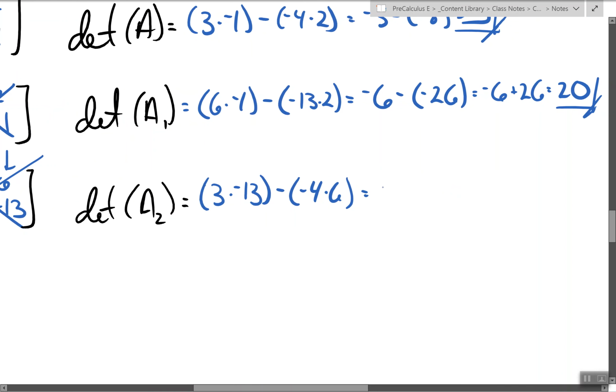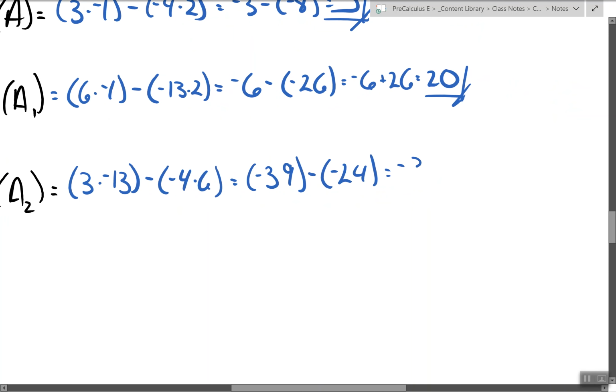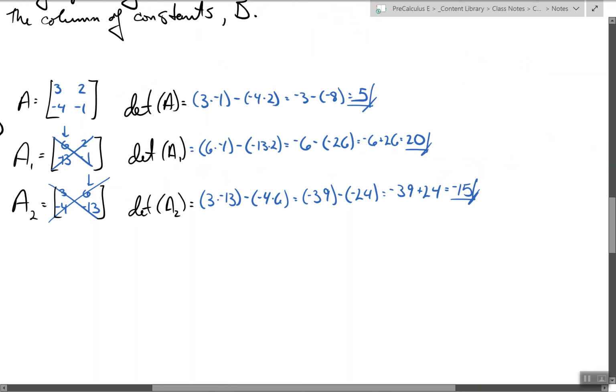3 times negative 13 is negative 39, minus 4 and 6 is negative 24. So we end up with negative 39 plus 24, and that will be negative 15, which again is divisible by 5, so we are in good shape.